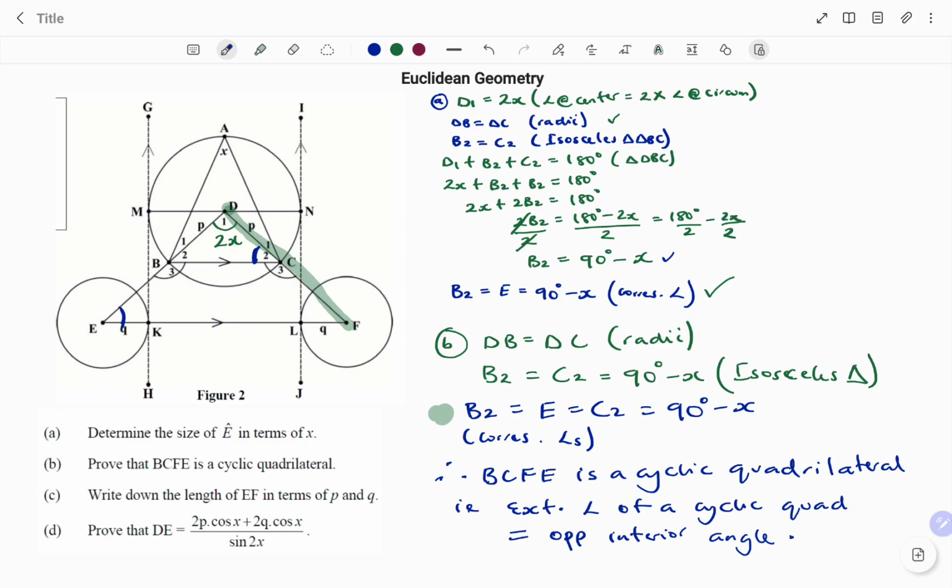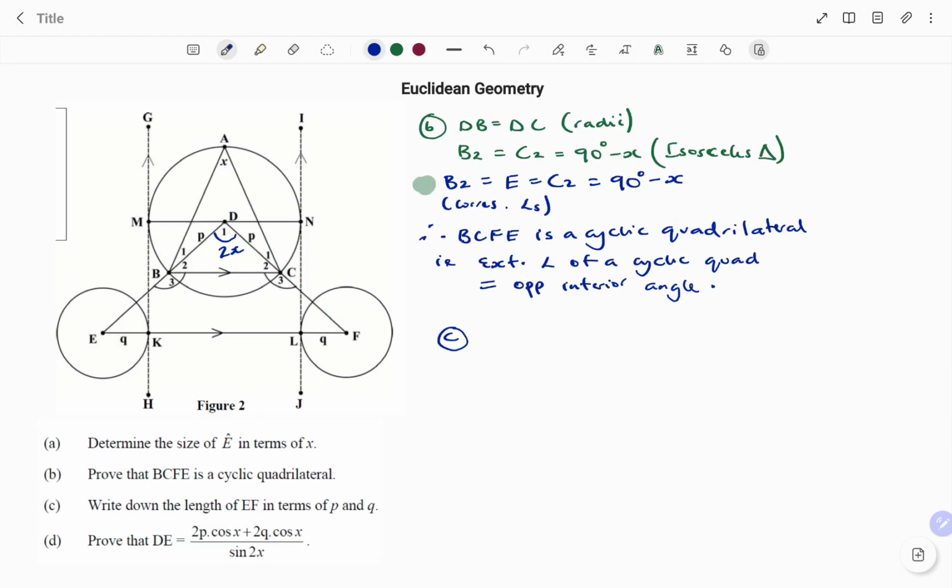Let's look at the third question that says, write down the length of EF in terms of P and Q. So for the C part, we have EF, or the line EF equals, I'm going to highlight that, E2F. We know part of it to be Q, and Q, that's LF. We need to find the distance KL. Note that the distance KL is the same distance as MN.